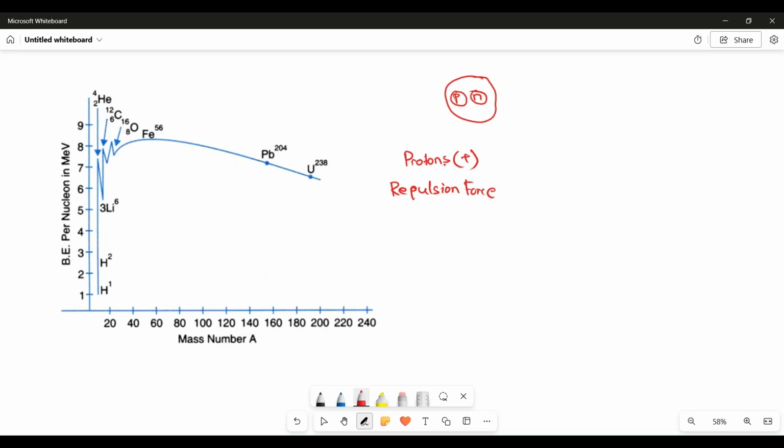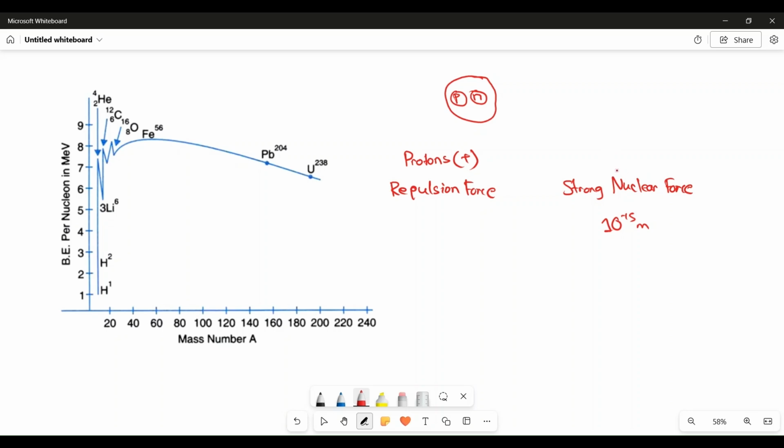So what happens is another force comes into action and forces the protons to stay together in the nucleus, and we call it the strong nuclear force. But the problem with this strong nuclear force is that its range is very short, that is 10 to the power minus 15 meter, or 1 femtometer.